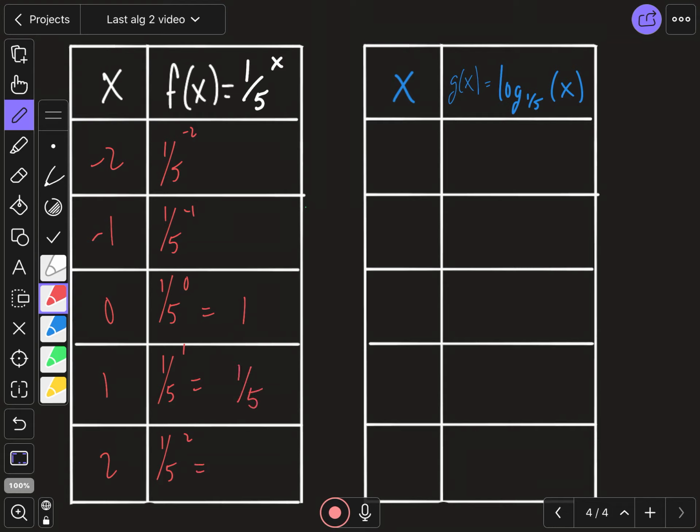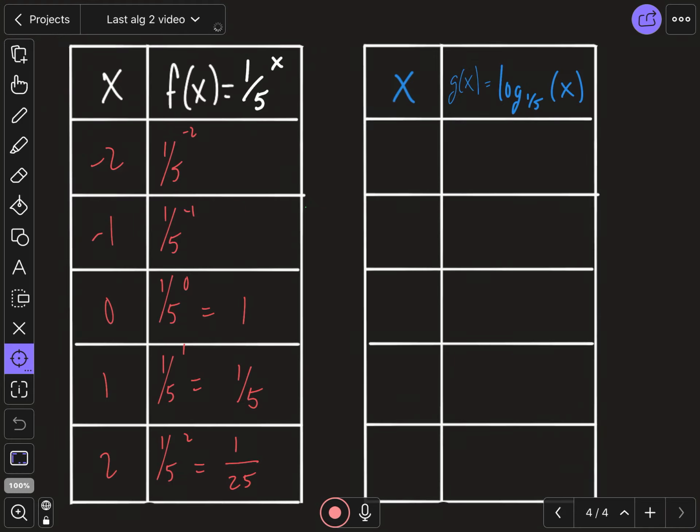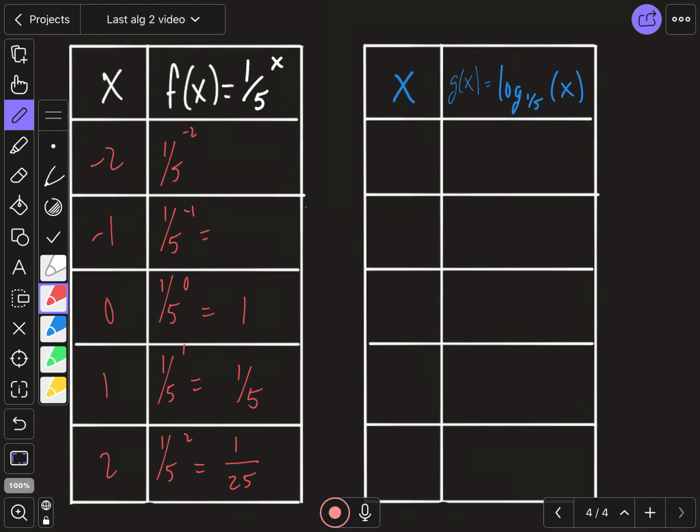so 1/5 times 1/5. So that'd be 1 times 1 over 5 times 5. So 1/25. Remember what happens with negative exponents? If we have a fraction that has a negative exponent, it takes that fraction and flips it upside down, so it turns actually into a whole number. So 1/5 to the -1 is actually just equal to 5. And then 1/5 to the -2, it flips it, there it goes the negative, and then we get 5 squared, so 1/5 to the -2 is actually 25.